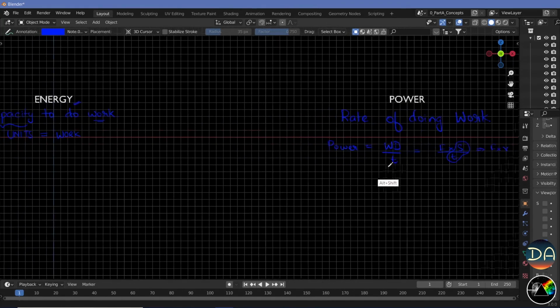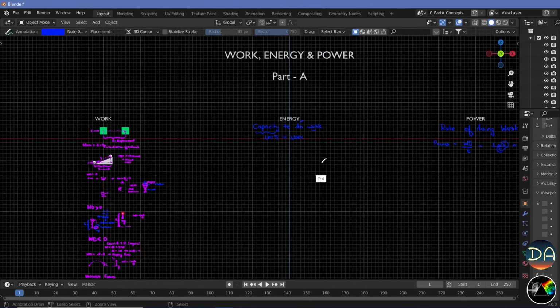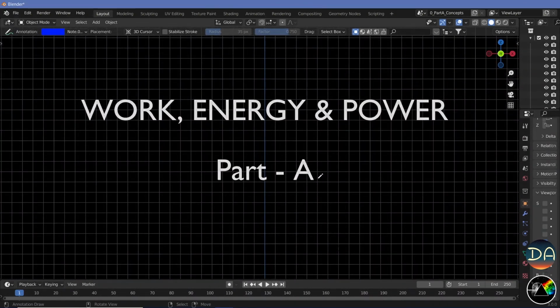Hopefully that gave a good enough understanding of what exactly work, energy, and power is. And once you know all of the units, derivations, and the relationships between the different types of unit, then you would be completely ready to solve numericals.